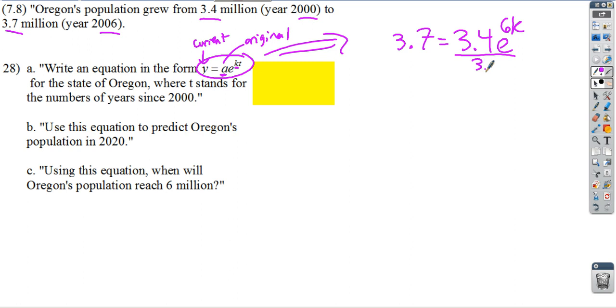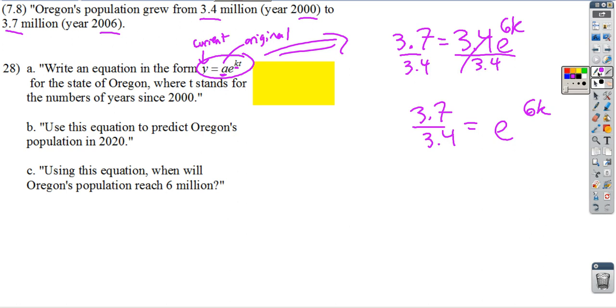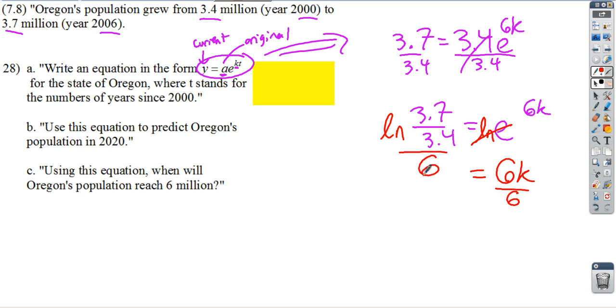Okay, we need to solve for k, so we're dividing. First we divide by 3.4. Okay, and then how do we get that k to come down? Right now it's e to the 6k. We get the k to come down by taking the log, and it should probably be best to take the natural log because those will cancel. And whatever I do to one side I have to do to the other. So the ln of that, we're going to divide both sides by 6, and k is going to equal whatever this is right here. Notice that we're taking the natural log of that whole number, not two separate natural logs.